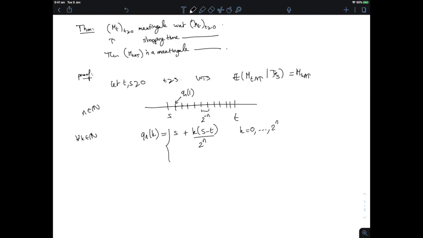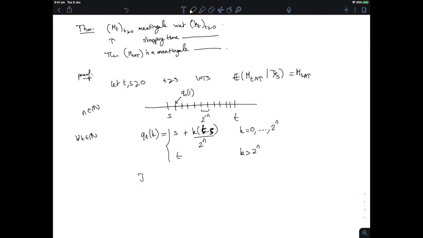Sorry, that's not S minus T, that's T minus S here. If I take k equal to 0, then I'm at S. And if I take k equal to 2 to the n, then I'm at T minus S plus S, so I'm at T. After that, let's stay at T, so let's also say it's T if k is greater than 2 to the n. Okay, so that gives me a discrete set of points, but indexed by all the natural numbers.